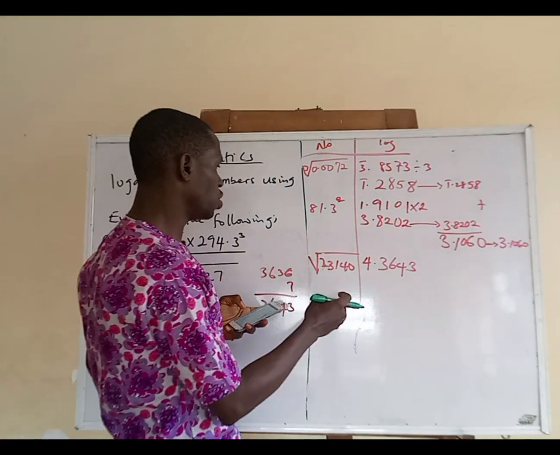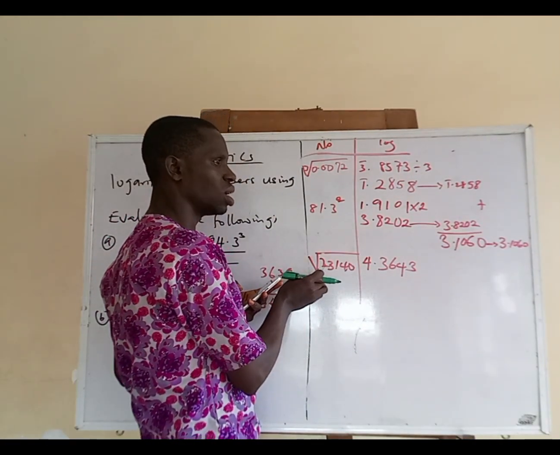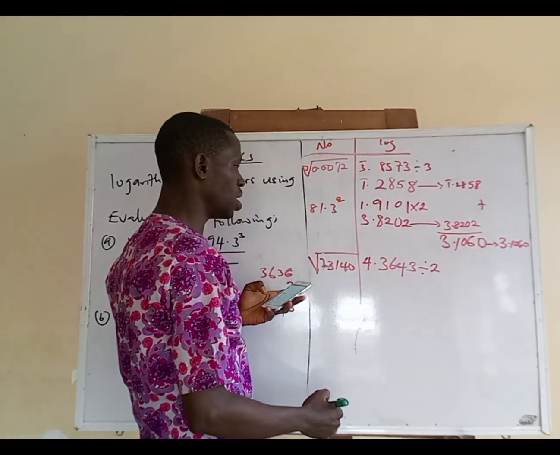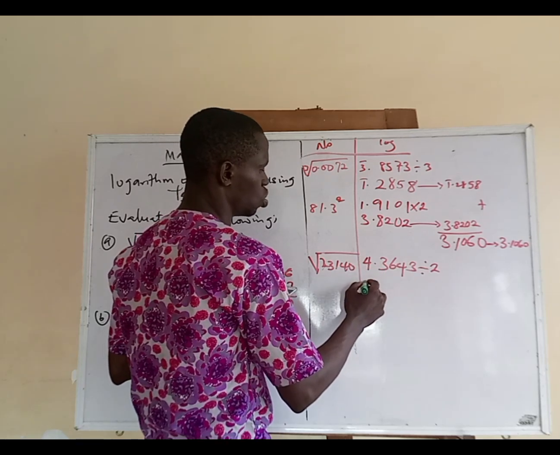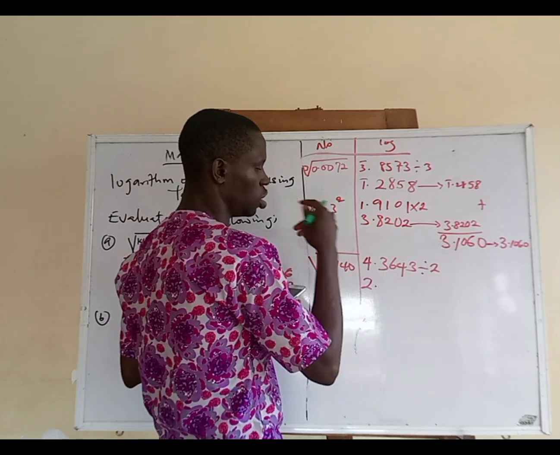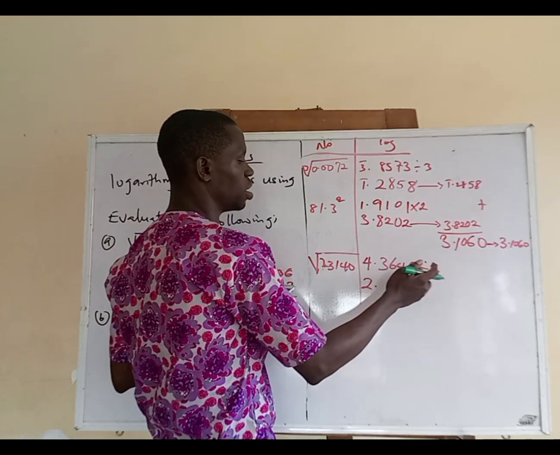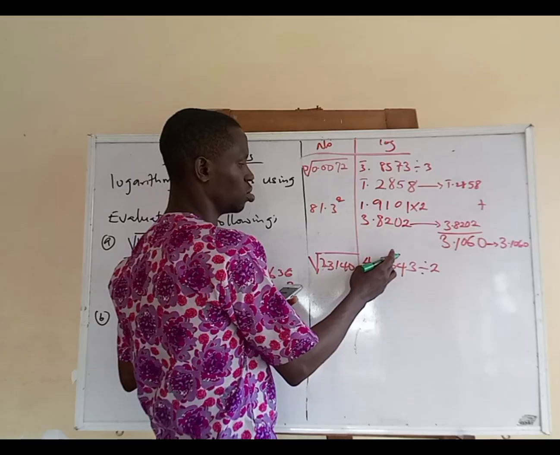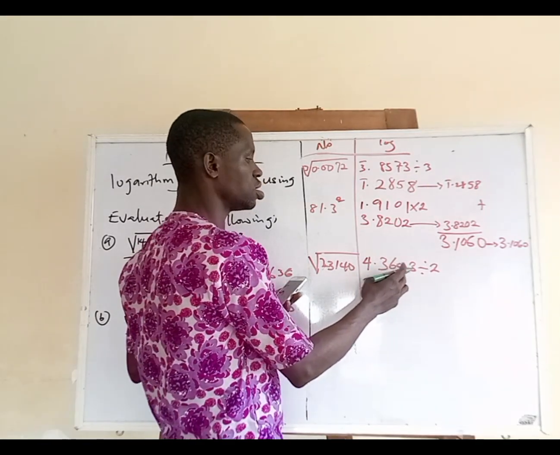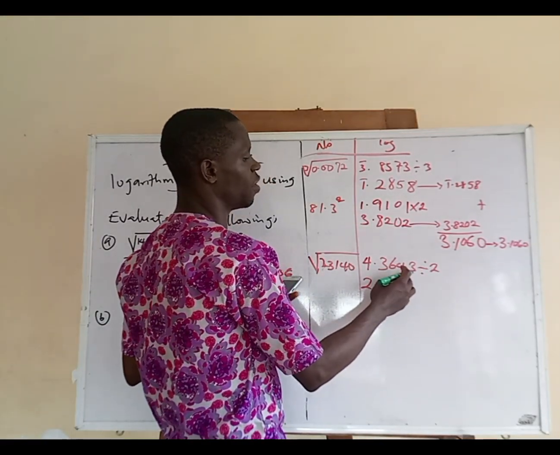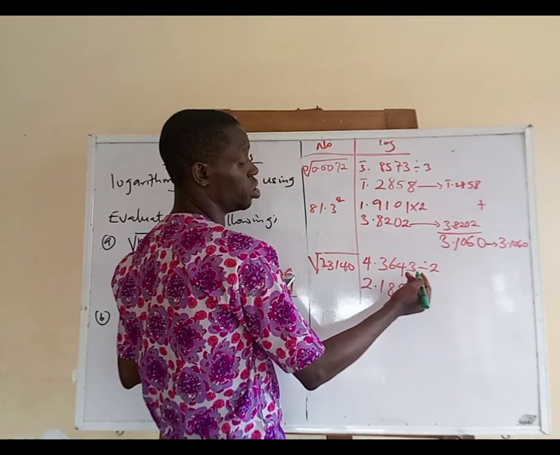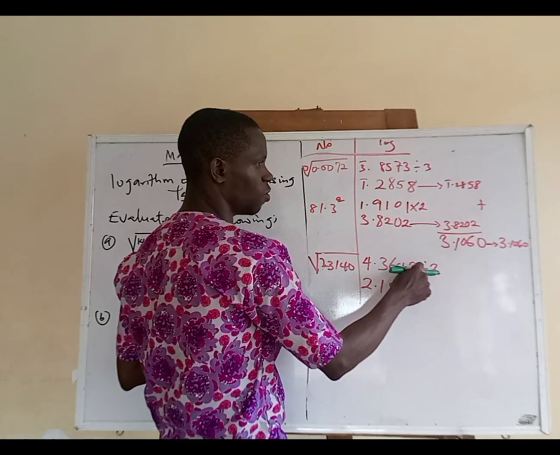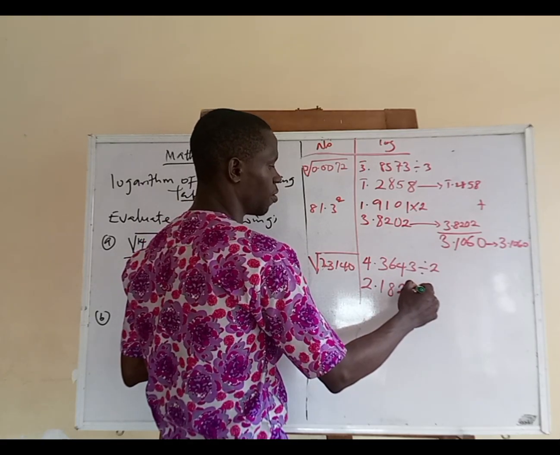Now, because of the square root that this one has, it means we are dividing this by 2. So when we divide by 2, 4 divided by 2, you have 2, remaining 0. 3 divided by 2, you have 1, remaining 1. Put the 1 in front of 6 to give you 16. 16 divided by 2 gives you 8. 4 divided by 2 gives you 2, remaining 0. Then 3 divided by 2 gives you 1, remaining 1. Add 1 in front of 0, that's 10. That will give you 5.